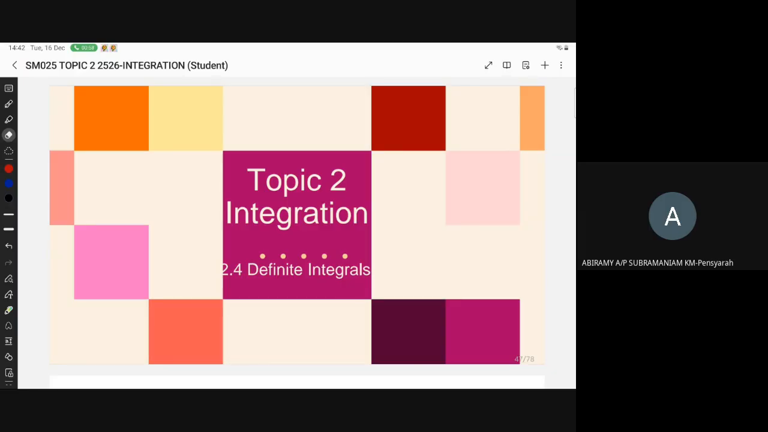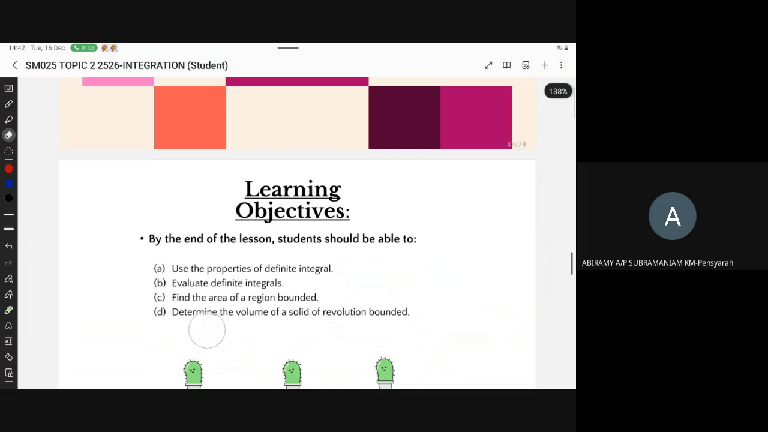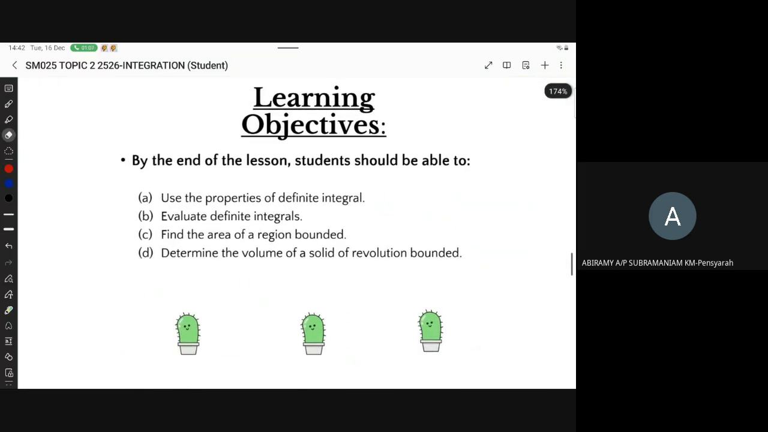Good day, dear students. Today we will be entering topic 2 integration, subtopic 2.4 definite integrals. Let's look at our learning objective for today.